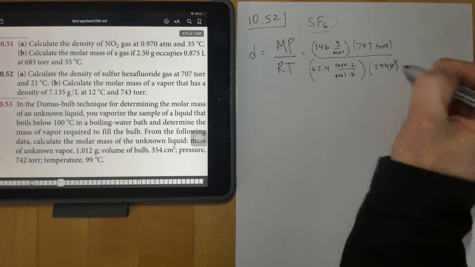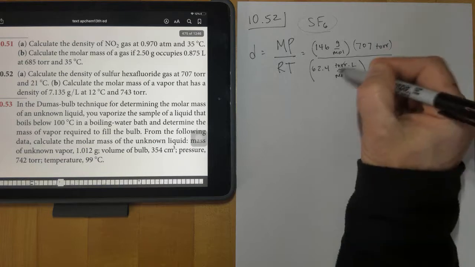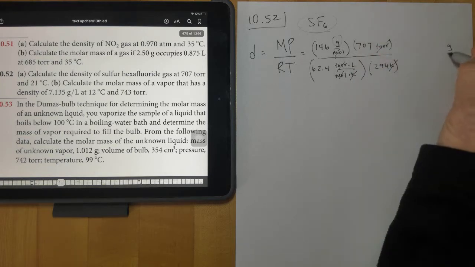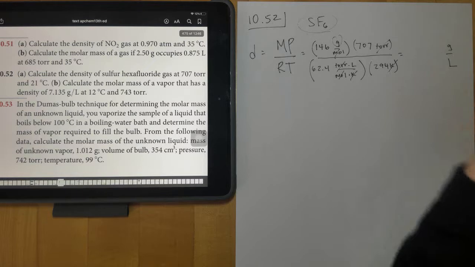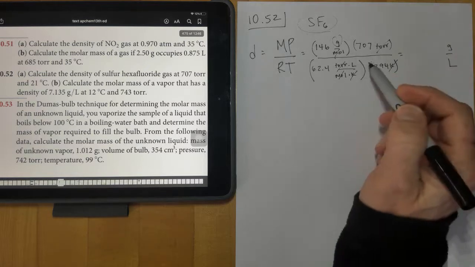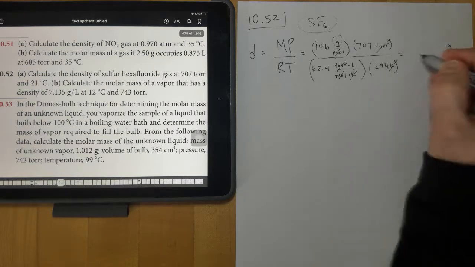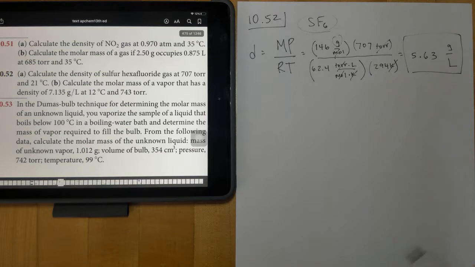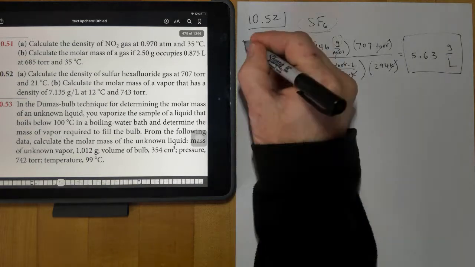So check your units now. The Kelvin cancel with the Kelvin, the torr with the torr, the mole with the mole, and we're left with gram over liter. So gram per liter is going to be our units for density. Multiply all those together, and we end up with 5.63 grams per liter for the density of sulfur hexafluoride gas at those conditions for letter A.